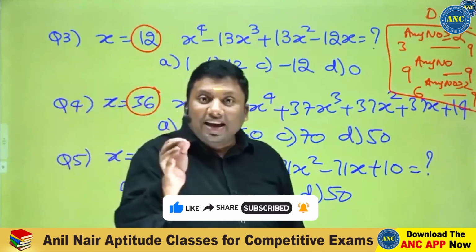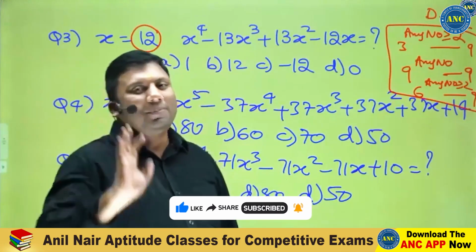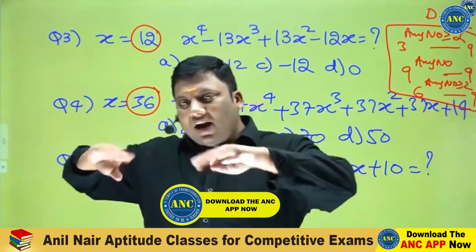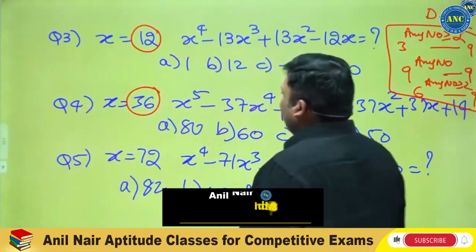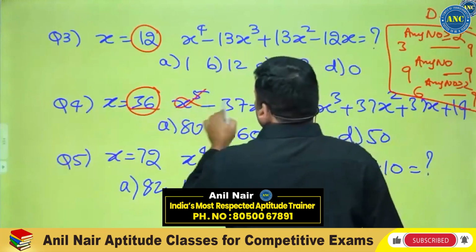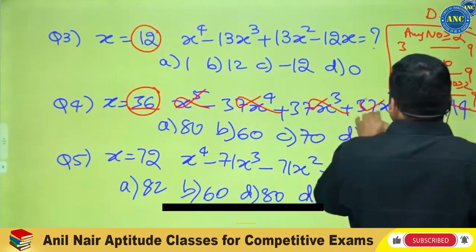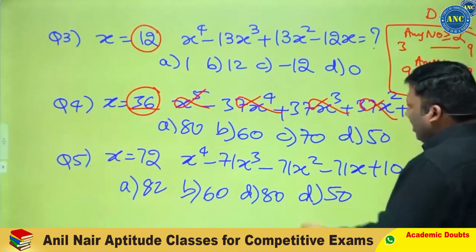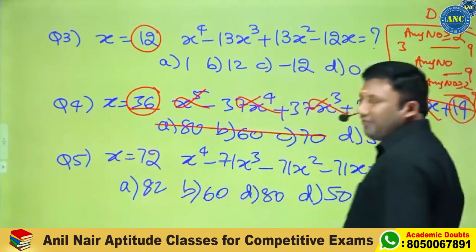equivalent to 2. In case the x value is a multiple of 3, 6 or 9, it will not even take 5 seconds. 36, it is 9, divisible by 9. 14, what is the digital sum? 5. Answer, digital sum should be 5.